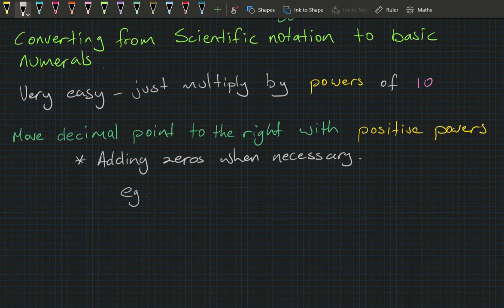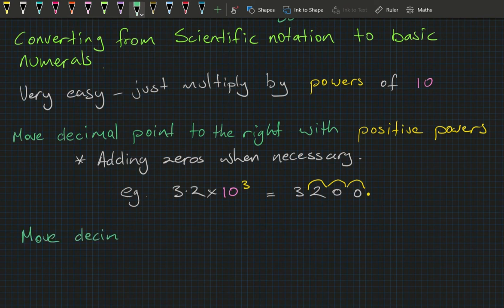For example, 3.2 times 10 to the 3 is equal to a number that has 3 and 2 in it, but the decimal place, instead of starting here, has to move here, here, here, down to the right. So we need to add 2 more zeros.